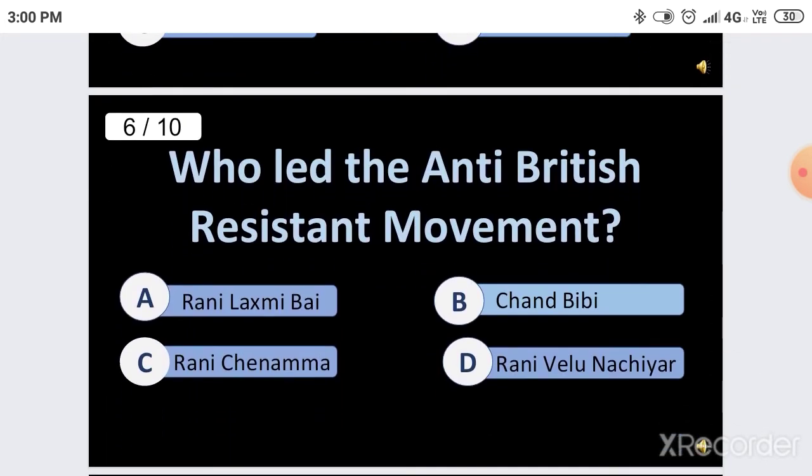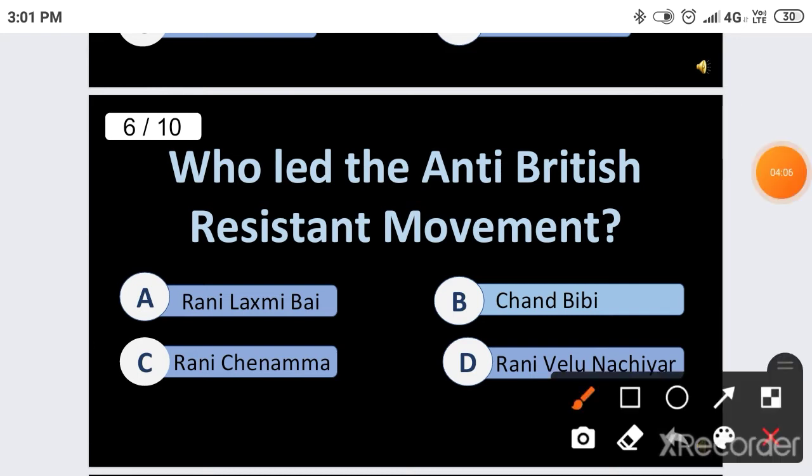Who led the anti-British resistance movement? We have learned about this in the paragraph on the claim of paramountcy. So, who led the anti-British resistance movement? Rani Lakshmibai, no, you will get to know about Rani Lakshmibai in the 1857 revolt, so it is a wrong answer. Chand Bibi, no.